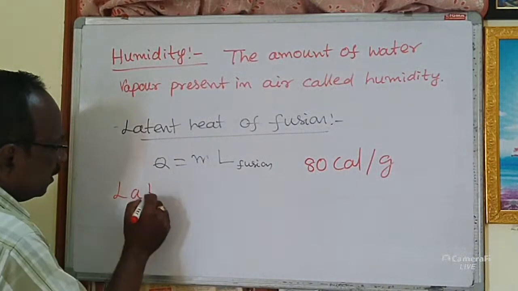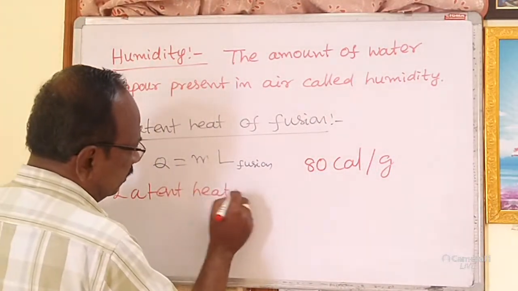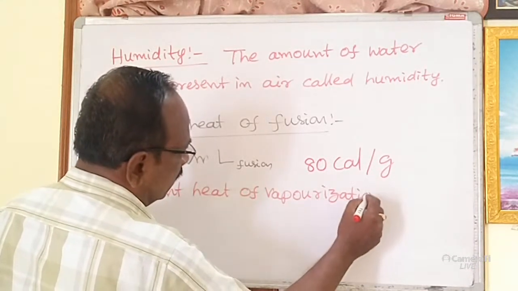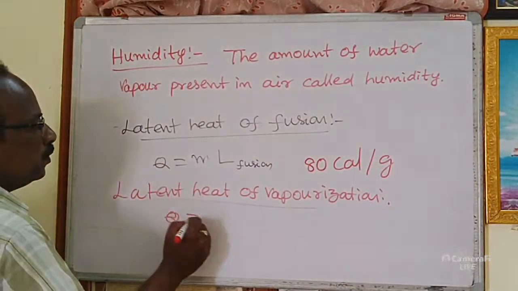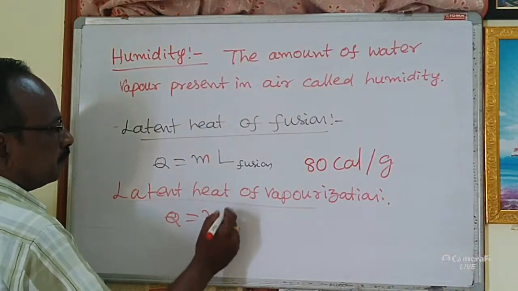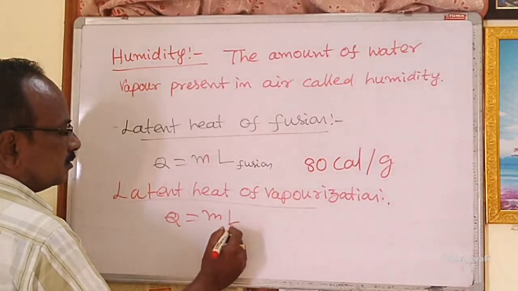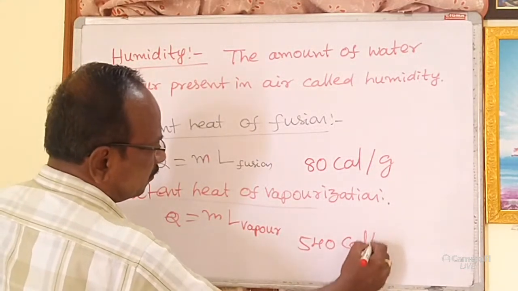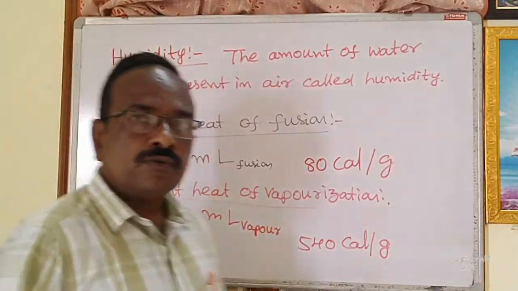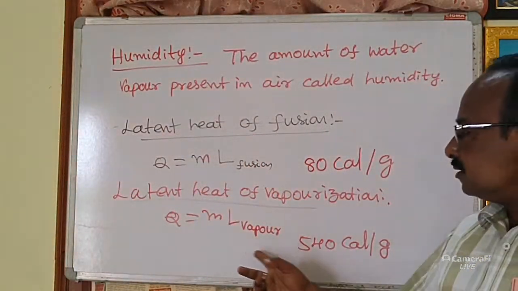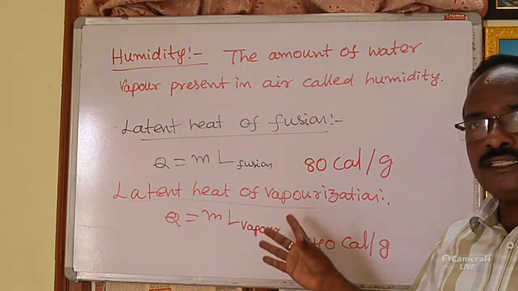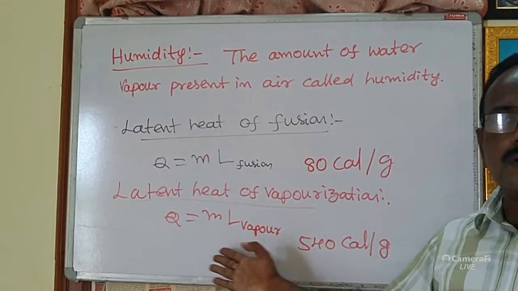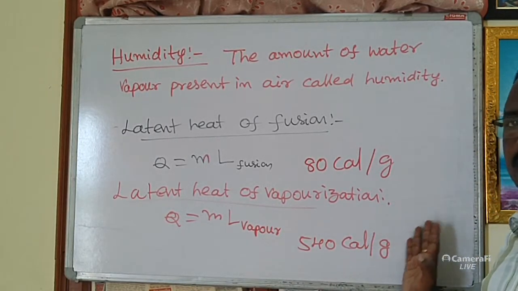Next, latent heat of vaporization. For latent heat of vaporization the same formula applies: Q equals m L vapor. This value is 540 calorie per gram. So what is latent heat of vaporization? The amount of heat energy required for changing a liquid into the gaseous phase is called latent heat of vaporization. Q equals m L vapor. Value 540 calorie per gram.